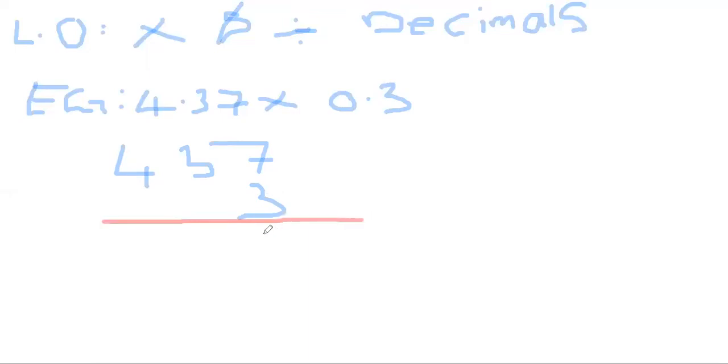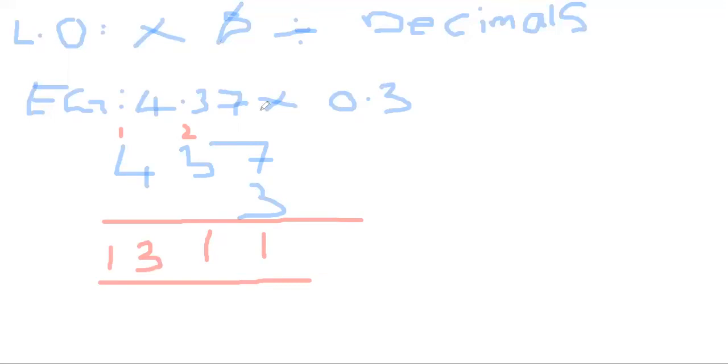7 times 3 is 21. You write 1 here, you carry a 2 here. 3 times 3 is 9, then plus 2 is 11. You write a 1 here, you carry a 1 here. Then 3 times 4 is 12, so this one will be 13. So your answer is 13, but this is not your final answer.